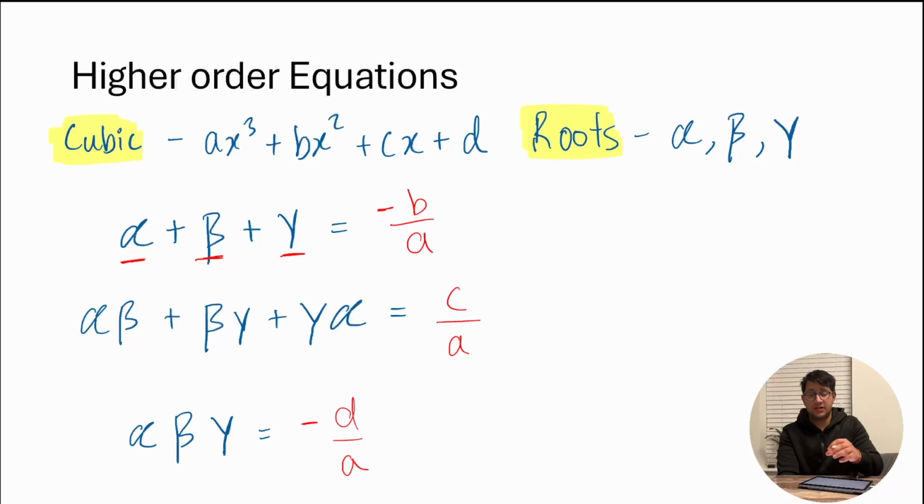So in the first case, minus b by a, you're always adding all the individual roots together. Then you're adding pairs of roots. Then you're adding triplets of roots. And then you'll be adding quartets, if that's even a word.